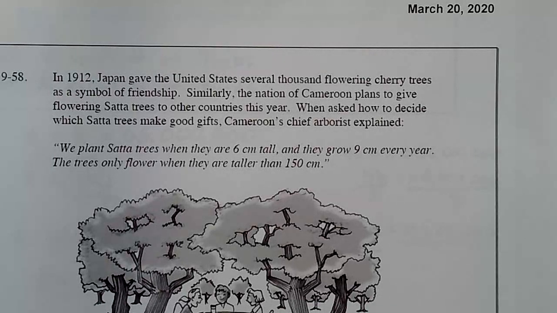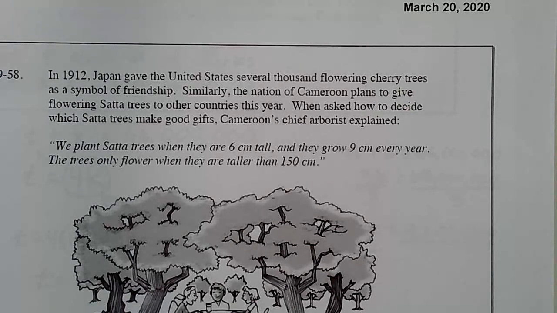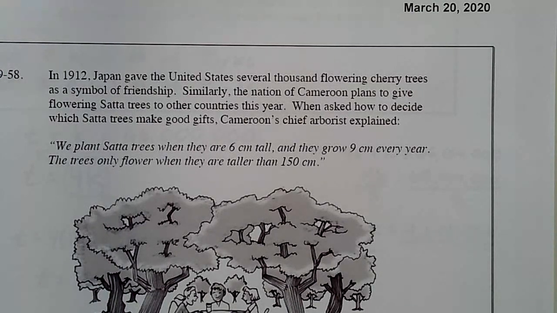In 1912, Japan gave the United States several thousand flowering cherry trees as a symbol of friendship. Similarly, the nation of Cameroon plans to give flowering sada trees to other countries this year. When asked how to decide which sada trees make good gifts, Cameroon's chief arborist explained, "We plant sada trees when they are 6 centimeters tall and they grow 9 centimeters every year. The trees only flower when they are taller than 150 centimeters."